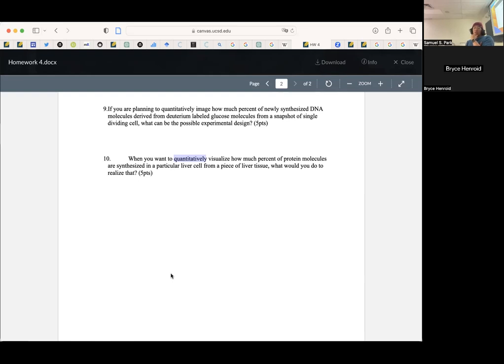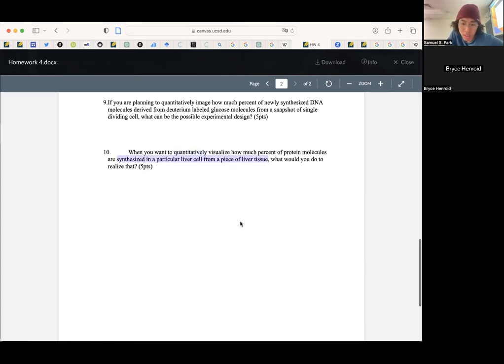I think the thing that is a little confusing to me about this question is it's asking for synthesized proteins in a liver cell from a piece of liver tissue. So from liver tissue, would that be in situ? Exactly. So this is asking about how to identify newly synthesized proteins in situ.